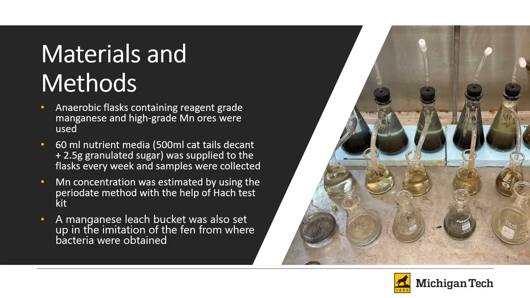In this study, 6 anaerobic flasks containing reagent-grade manganese and high-grade manganese ores were used. 60 ml nutrient media, which was prepared by adding 500 ml cattails decant and 2.5 grams granulated sugar, was applied to the flasks every week and samples were collected. The manganese concentration was estimated by using the periodic method with the help of Hatch test. A manganese leach bucket was also set up in the imitation of the fen from where bacteria were obtained.